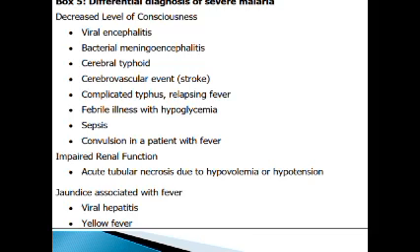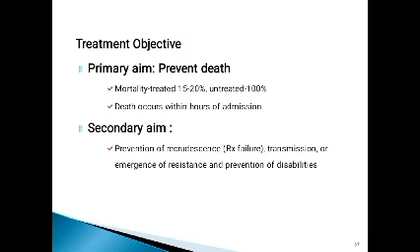fever. Treatment objectives: the primary aim is to prevent death. Mortality in treated patients is 15 up to 20%, in untreated 100%. These deaths occur within hours of admission. The secondary aim is prevention of recrudescence or treatment failure, transmission or emergence of resistance, and prevention of disabilities.